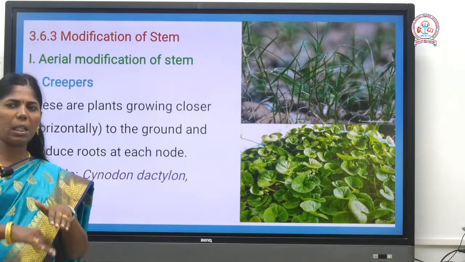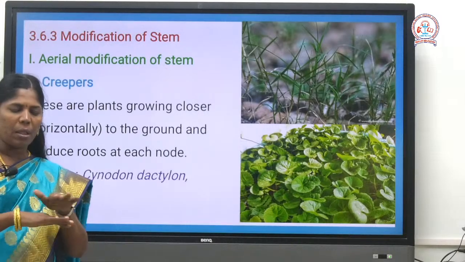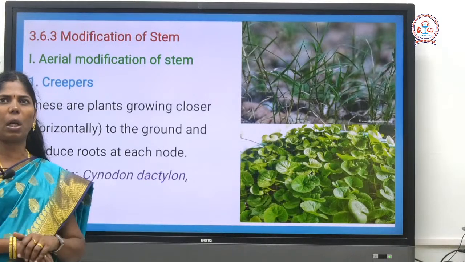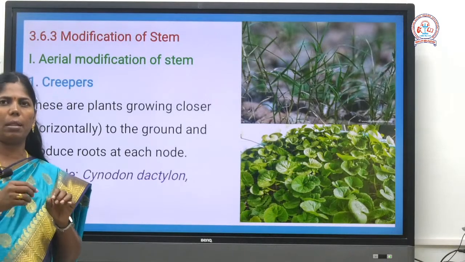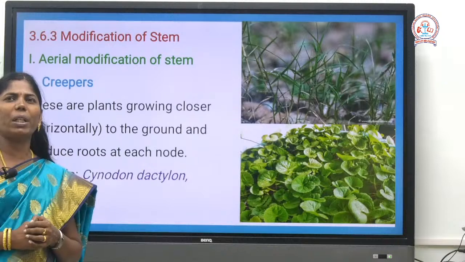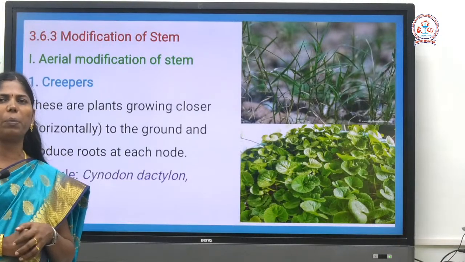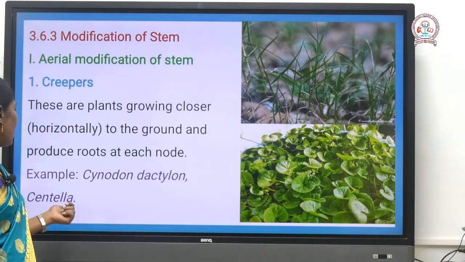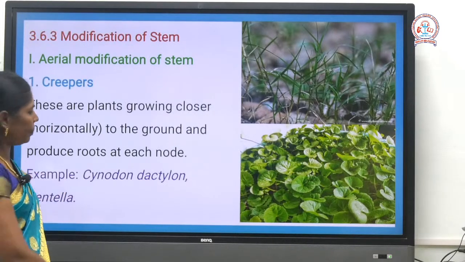Creepers are very close to the ground. They spread horizontally on the ground. Where the creepers are, they produce roots at each node. From each node they produce the roots. Example: Cynodon dactylon and Centella.